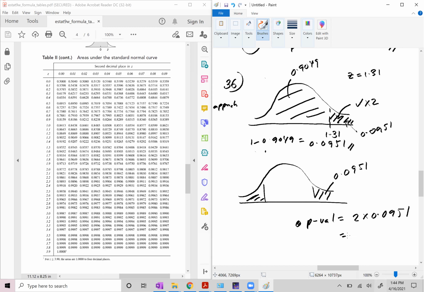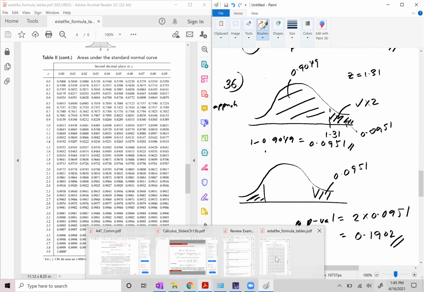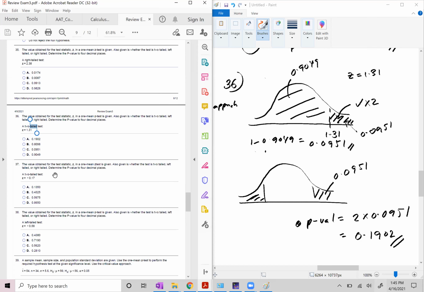Always remember, if it is a two-tail test, you have to multiply this answer by 2, right? So the final answer would be 0.1902. Okay, so 36, answer is A. Okay, 36, answer A.